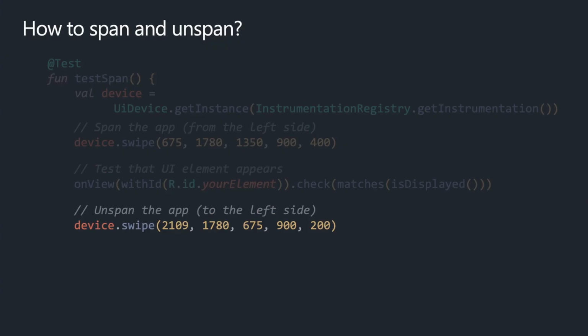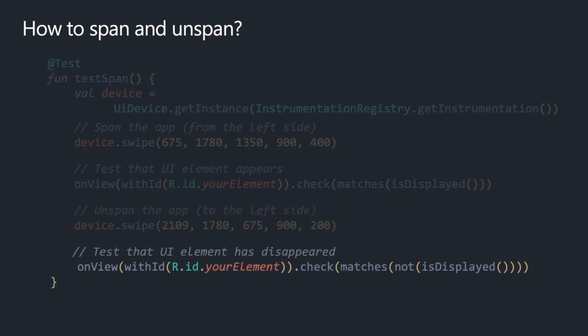After that, you may want to unspan the app. So the same, we're using the swipe function of the UI device with the coordinates of the finger swipe. So here, we unspan the app from the dual screen mode to the left screen. You can also unspan it to the right screen. When the app is unspanned, you probably need to double check whether all the UI elements on the dual screen are not displayed anymore. So that's how you do the UI test on the application on our Surface Duo device.